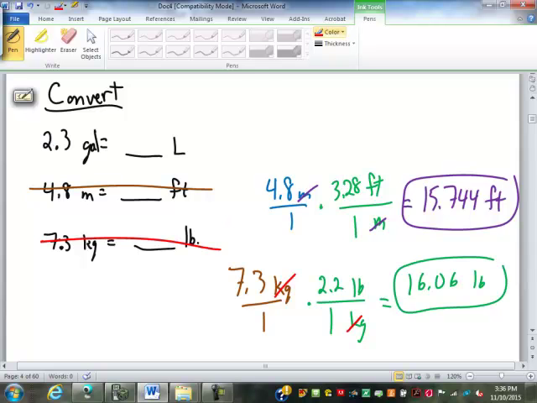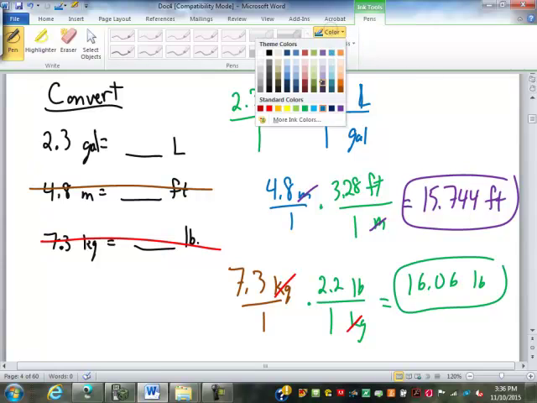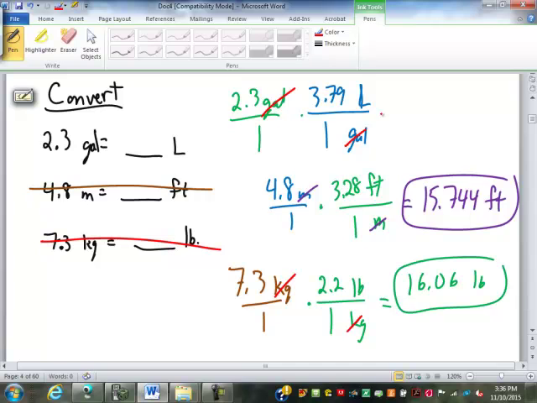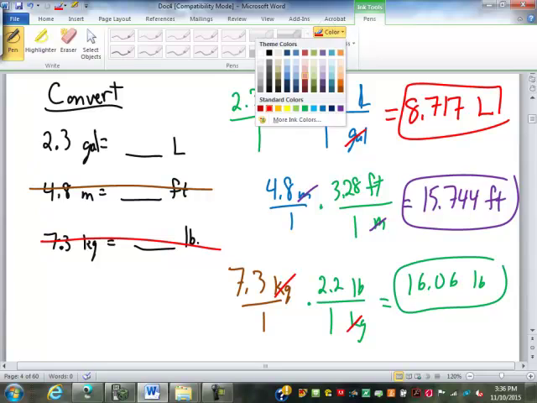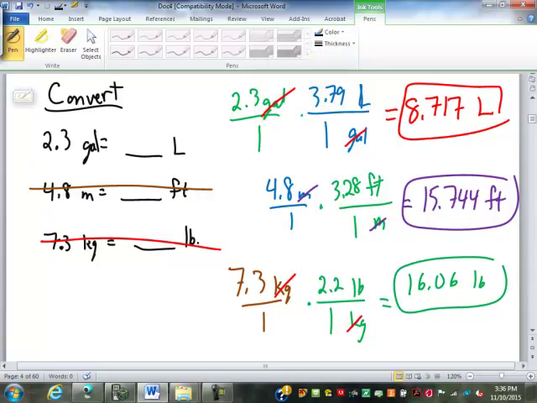So for then the 2.3 gallons over 1. So we're going to put gallons on bottom here to liters. 1 gallon is 3.79, which is what this book uses. So the gallons cross cancel. It's 2.3 times 3.79, which is 8.717 liters. Very good. Any questions on making conversions?